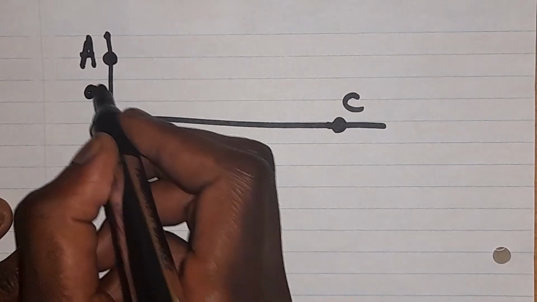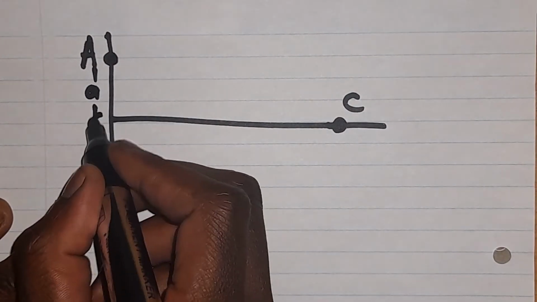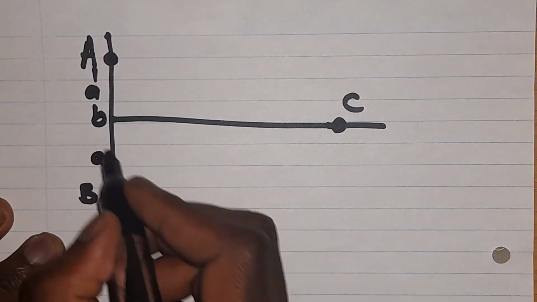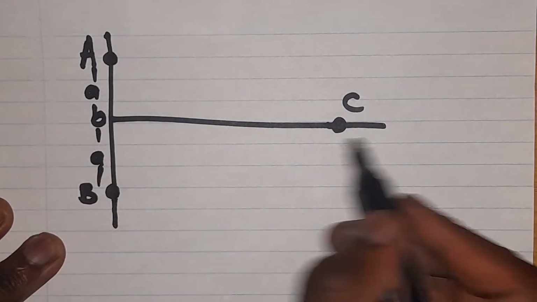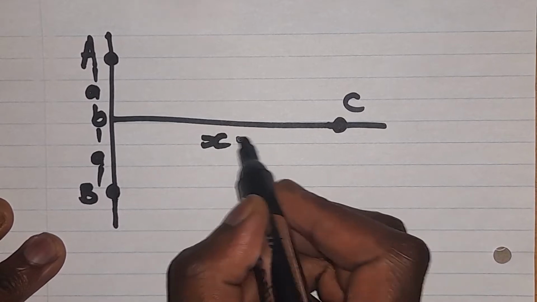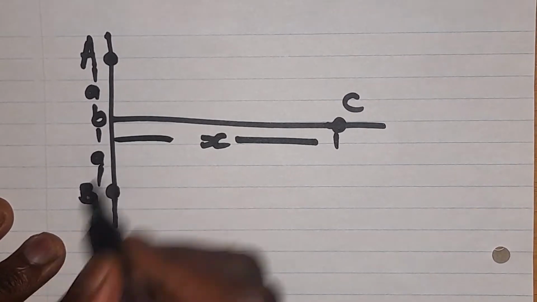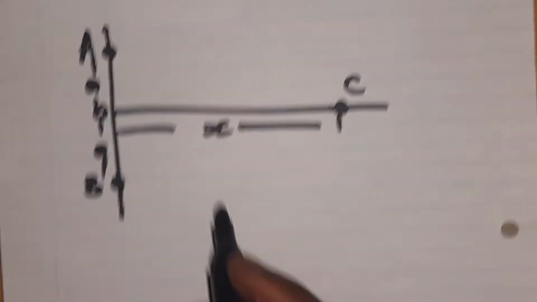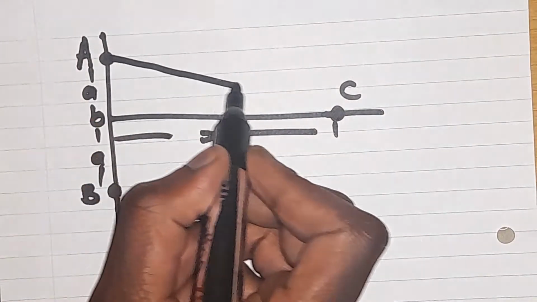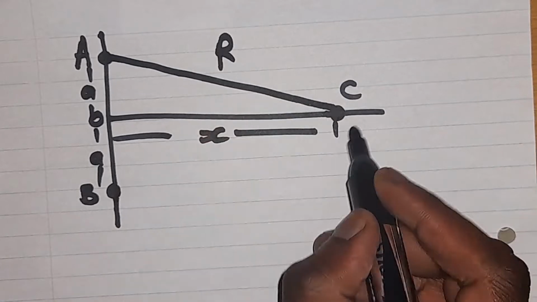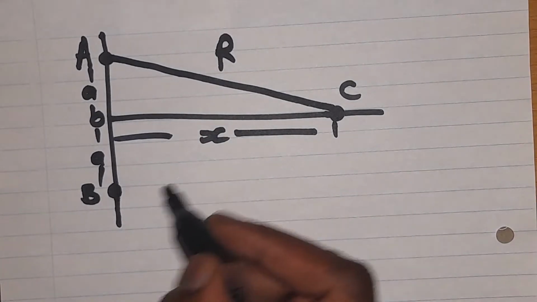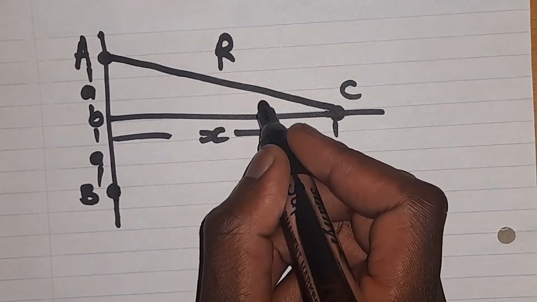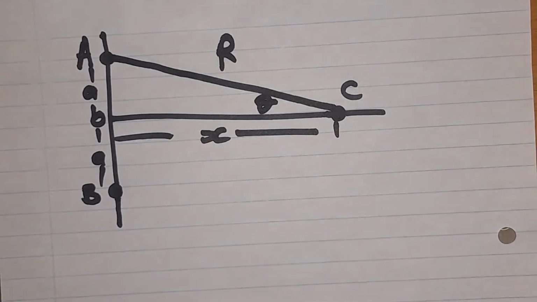Let's say particle A is a distance a from the origin O, and particle B is a distance a from the origin O, and particle C is spaced x distance from that axis. So if we take this distance here to be r, obviously this distance here will also be r from B to C, and let's say this angle is theta here.